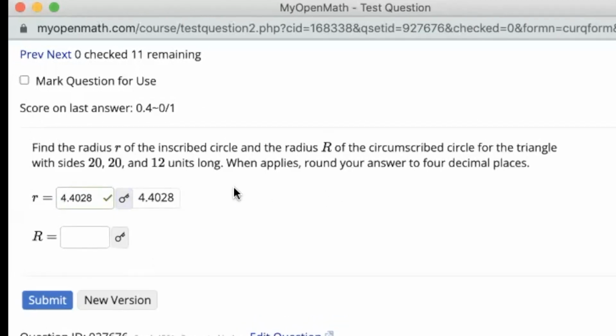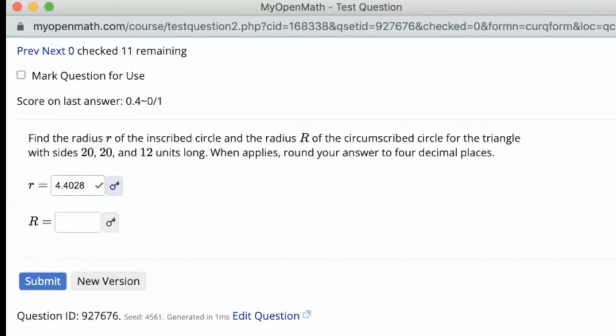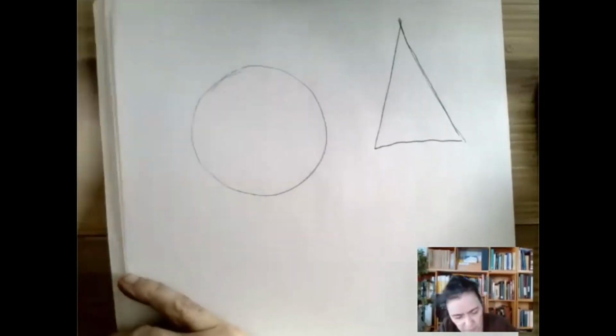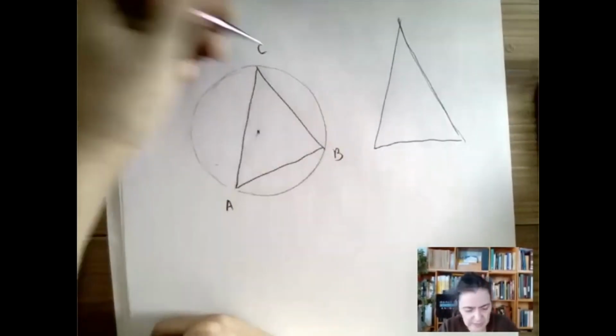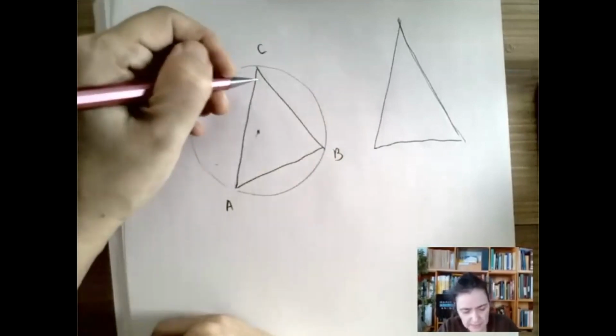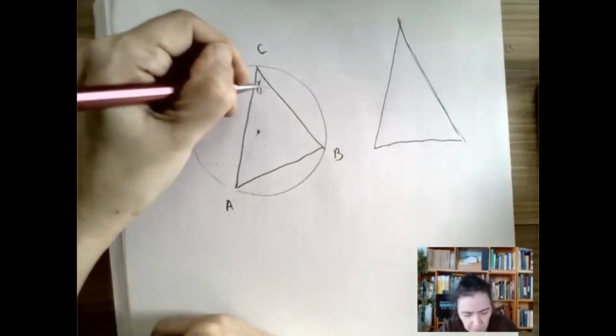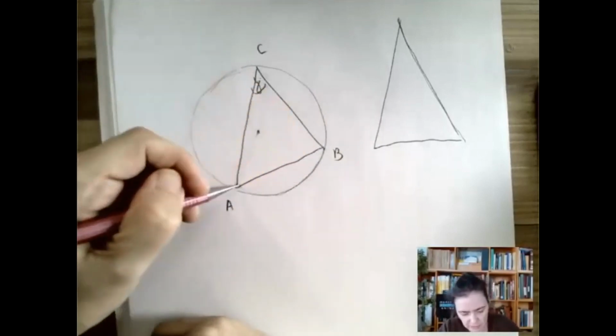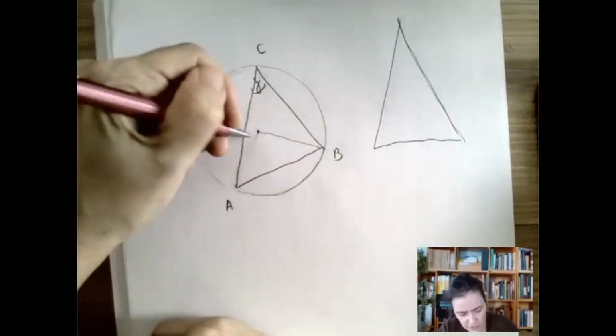All right. Now let's see for the circumscribed circle. So the formula we're going to use is a pretty simple one. It is our triangle ABC, and this angle, which we're going to call gamma, is an inscribed angle belonging to this arc, to the same arc. This is a central angle.